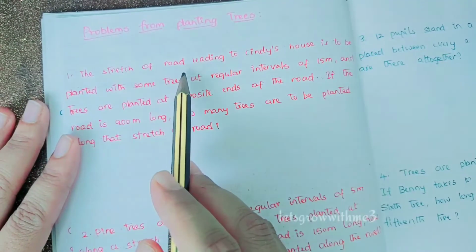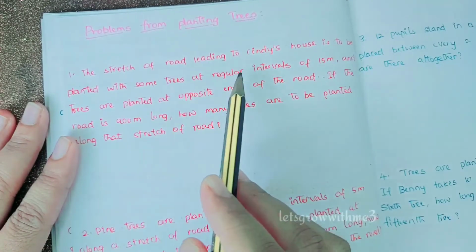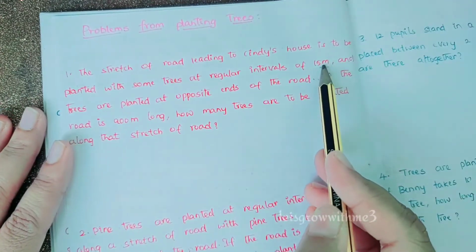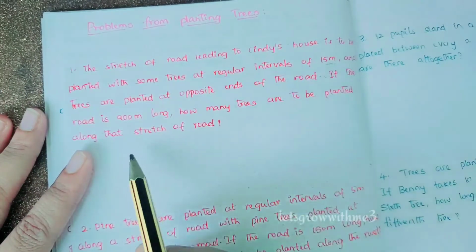The stretch of a road leading to Cindy's house is to be planted with some trees at regular intervals of 15 meters, and trees are planted at opposite ends of the road.